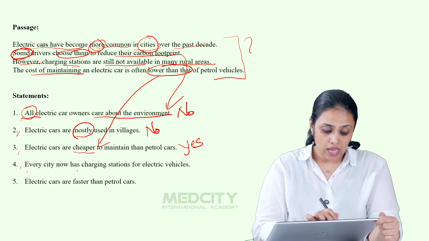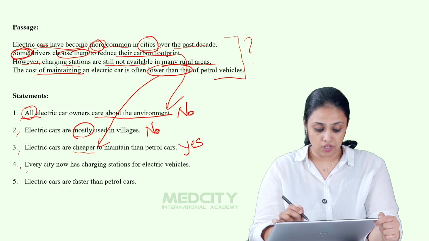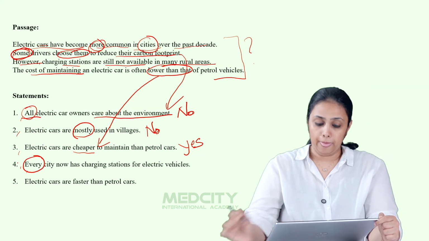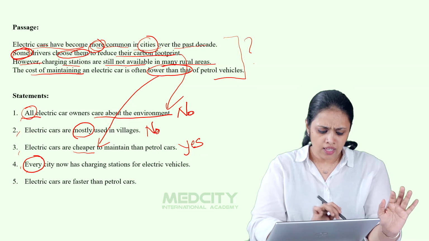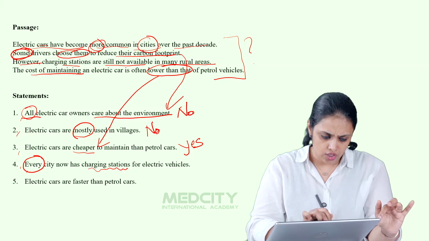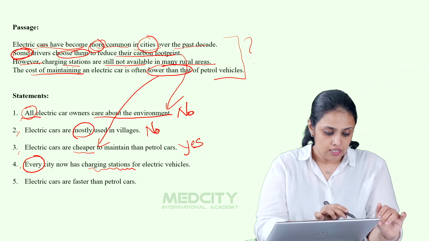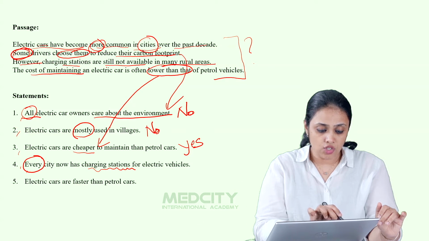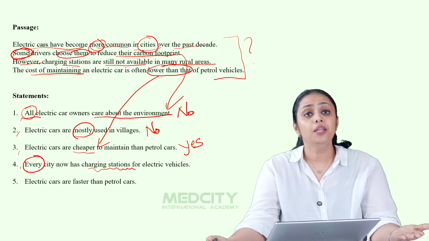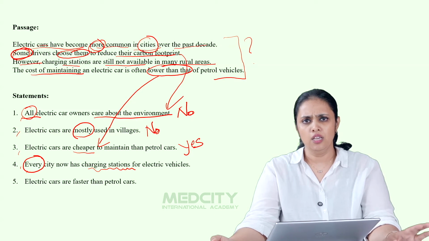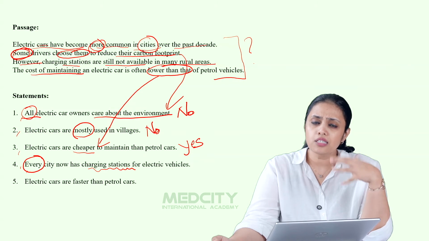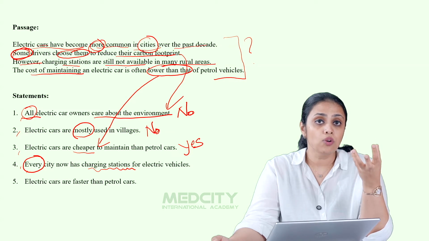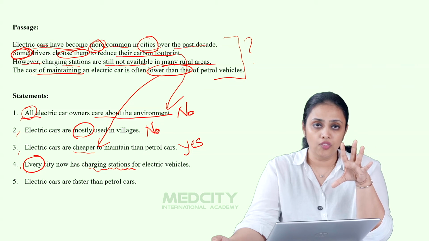Every city now has charging stations for electric vehicles. Every city has that. Now, what about that? Anything regarding charging station? Is it mentioned here? Yes, it's mentioned. However, charging stations are still not available in many rural areas. So in the passage, the writer says that in many rural areas, these charging stations are not there.